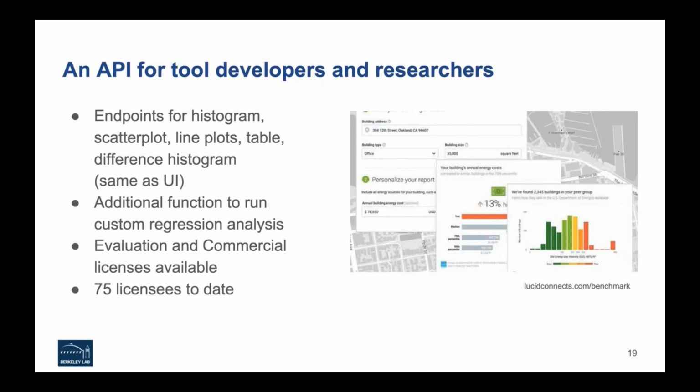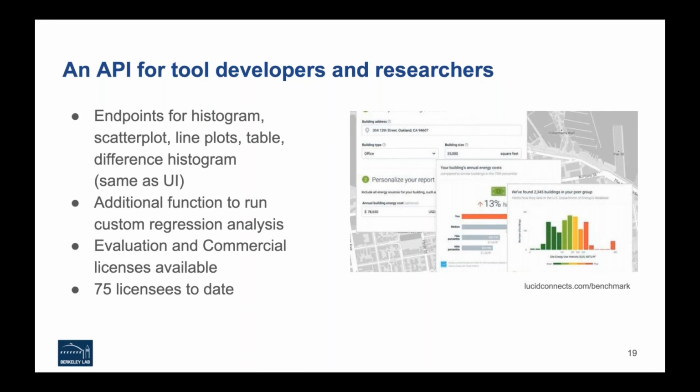Okay, so wrapping up here, I did want to highlight the fact that we have an API, an application programming interface, for tool developers and researchers. It has all the endpoints that you saw in the user interface for histograms, scatter plots, line plots, tables, and the difference histogram. In addition, we also have an endpoint there that allows researchers to run custom regression analyses.